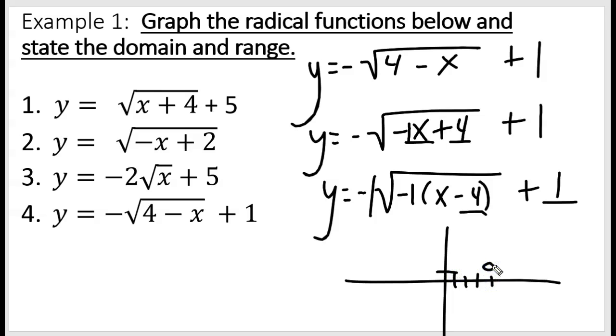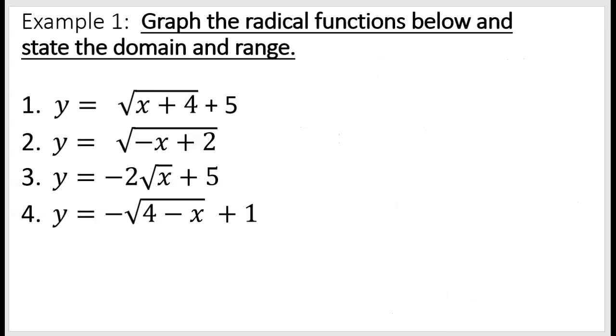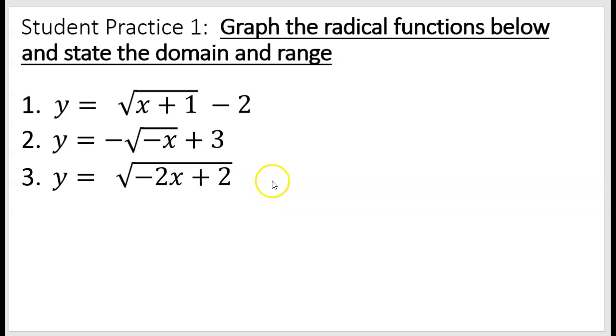Right about there. And since my a is negative, I'm going down, and since my b is negative, I'm going left, so it's down and left. So it would look something like that. Okay? That's how we graph square roots. Here's a couple for you guys. Go ahead and pause the video and see if you guys can get the correct graphs for these 3 problems. When you unpause it, you'll see the solution.